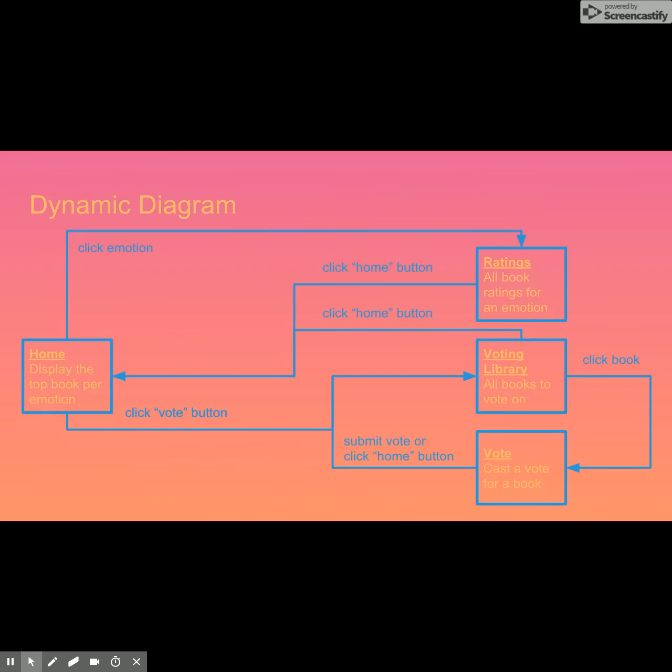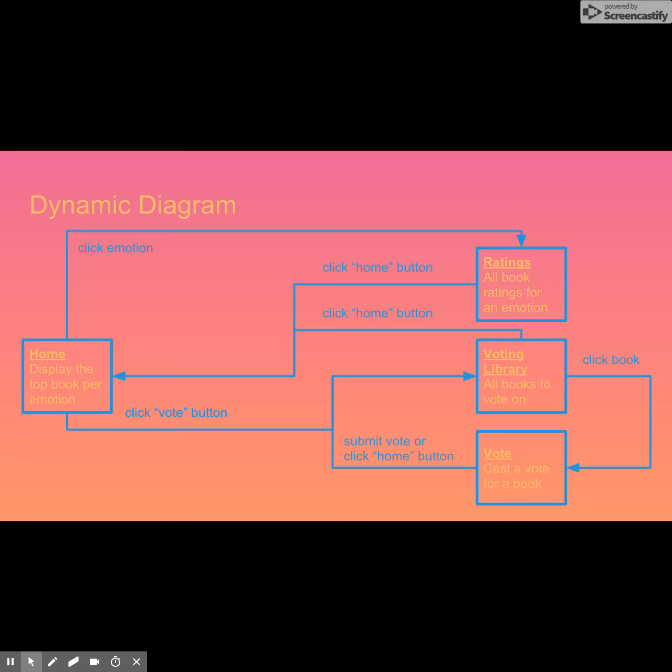A flow of how you would come through our app is you'd get to the homepage, you'd see all the books, all the top books per emotion, and there's 2 places you can go from that homepage. One is a ratings page for a single emotion, and you see the books rated from 1 to N for that emotion. You can come back by clicking the home button. You go to the voting library where you see all the books to vote on. You can come back by clicking the home button. But if you're still in the library, if you click on any book, it'll take you to a voting page specific to that book.